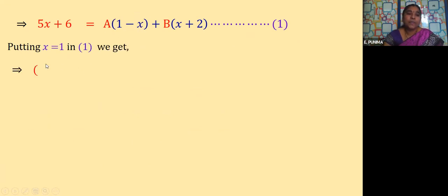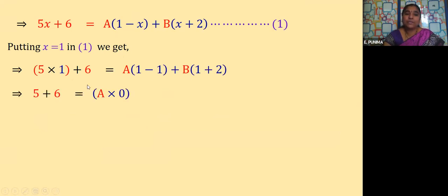So what is that? 5 into 1 plus 6 is equal to a into 1 minus 1 plus b into 1 plus 2. Okay. Now 5 plus 6 is equal to what? A into 0 plus 3b. So it is now 11. 11 is equal to 3b. So then what will be b value? 11 by 3.